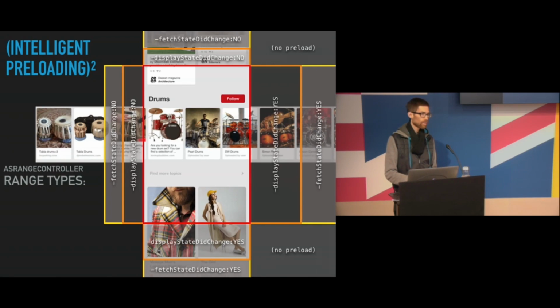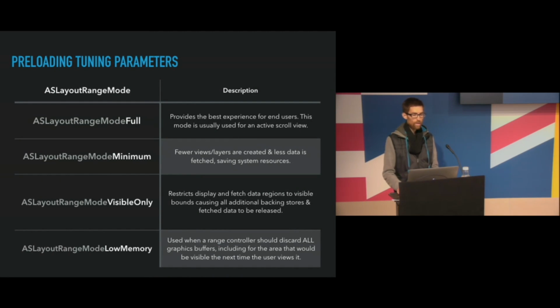So what actually changed, or what did we add? There are different range modes a range controller can be in. What is a range controller? A range controller powers what we actually saw before: when the nodes go into different states, and when they go out into the different areas. We had the full and the minimum. The full provides the best experience for the end users. The minimum is used at the beginning, if you're degraded, and less data is fetched.